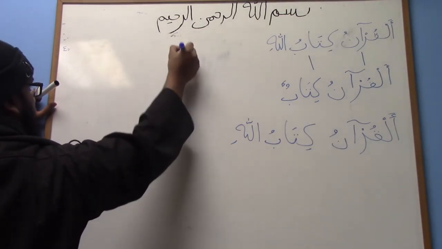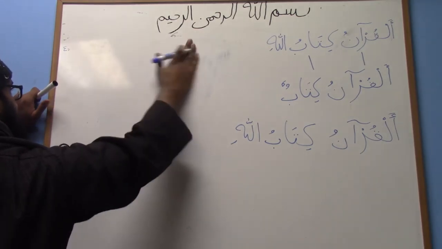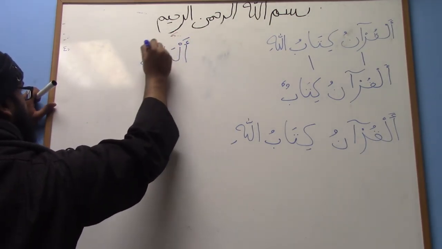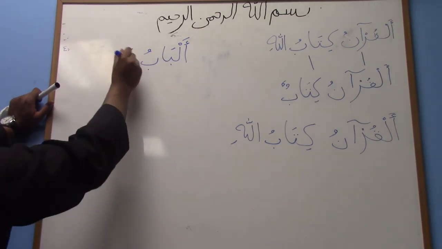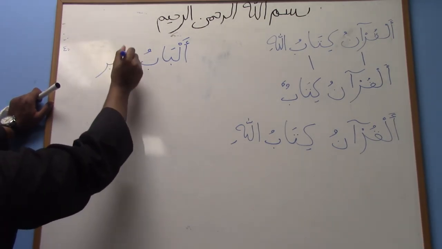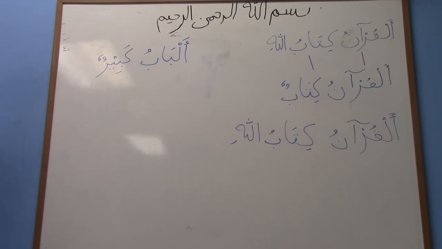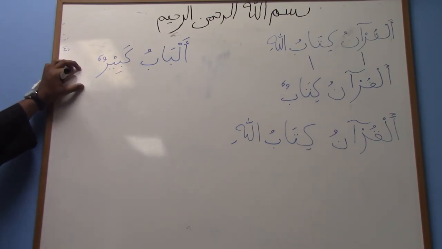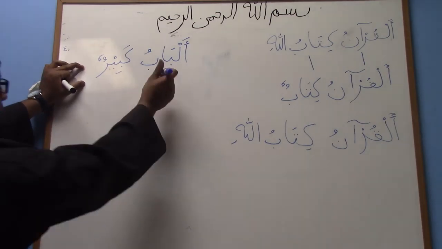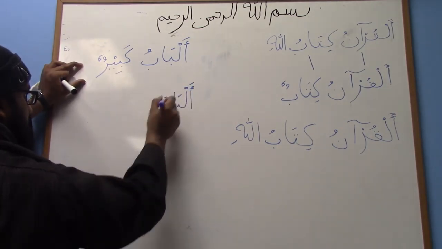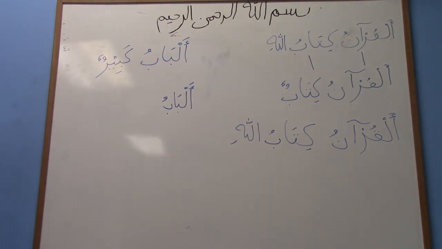Another example of this would be, let's say, Al-Babu kabirun. What does this mean? The door is big. Now let's say I want to replace the predicate and put a possessive phrase. All I need to do is bring down the subject, al-babu. And what do we do here? We replace it with a possessive phrase. So what do we want to put? Al-Babu, let's say the door is what?